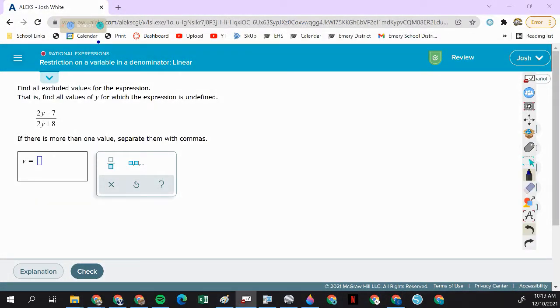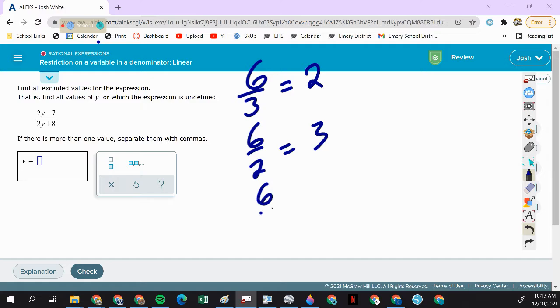This is 4.5. What is 6 divided by 3? 2. What is 6 divided by 2? 3. 6 divided by 1? 6.